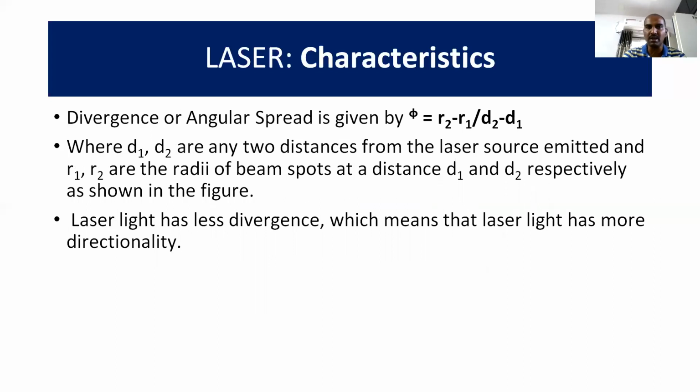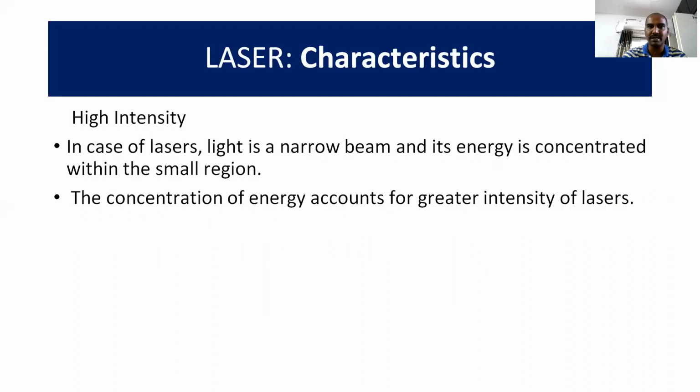The divergence or angular spread is given by the formula phi equals (r2 minus r1) by (d2 minus d1). Here d1 and d2 are the two distances from the laser source emitted, and r1 and r2 are the radii of the beam spots at distances d1 and d2 respectively. It is shown in the previous slide figure. So laser light has less divergence, which means that laser light has more directionality.